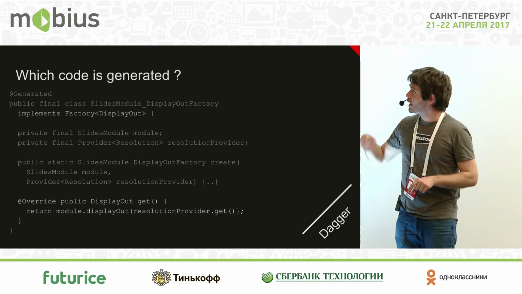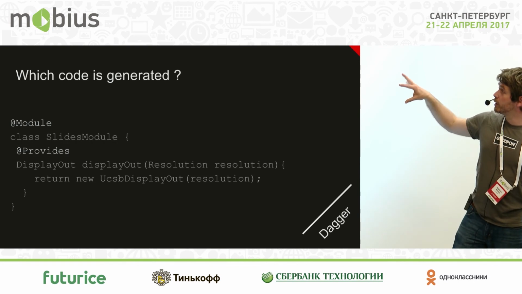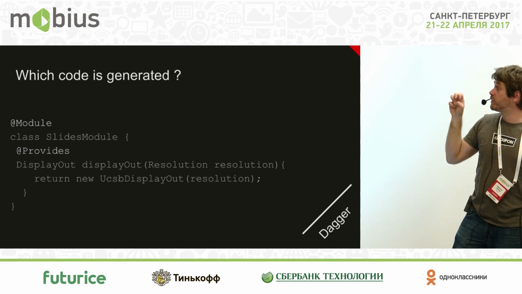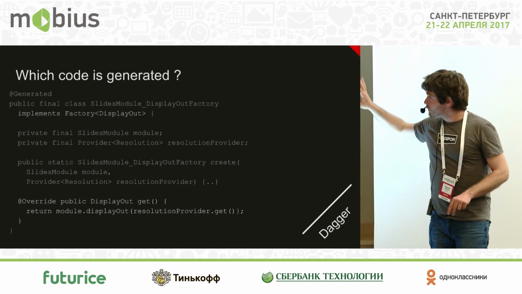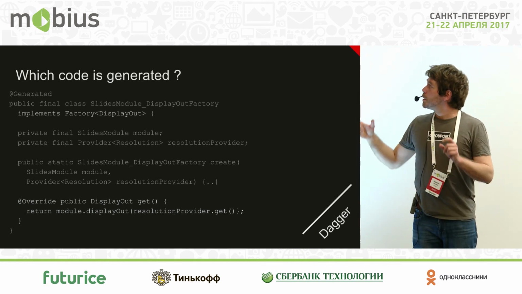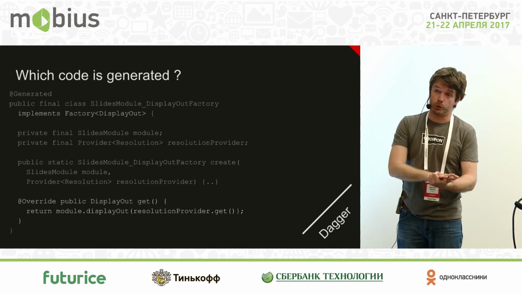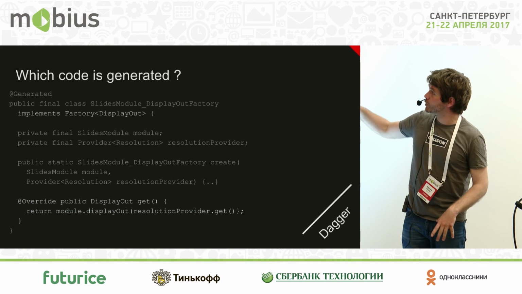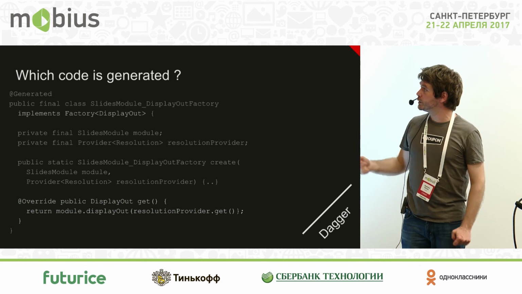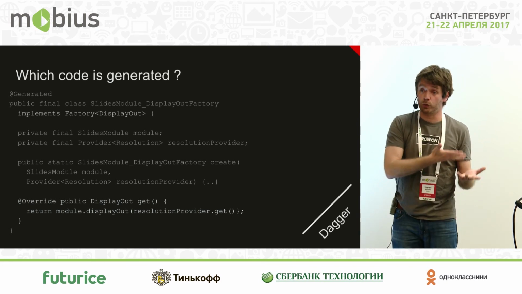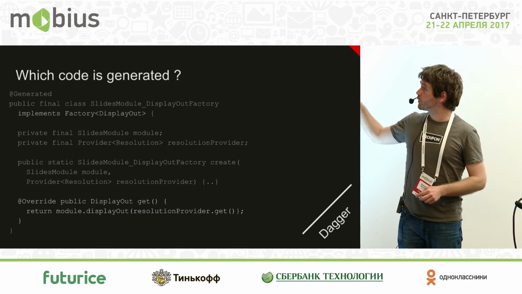So it will generate a SlidesModule_DisplayOutFactory. If we come back to the previous slides, you see here, it's just about creating a class instance that is called DisplayOut. That's it. So we generate all this code inside Dagger. Basically, it's just going to create a factory that will use the code that you provided in your module. So here you can see it's a factory of DisplayOut. We want to create instances of DisplayOut. So we have to customize the factory to receive the module that contains your code that knows how to create the DisplayOut. You will also need a dependency, which was a resolution.